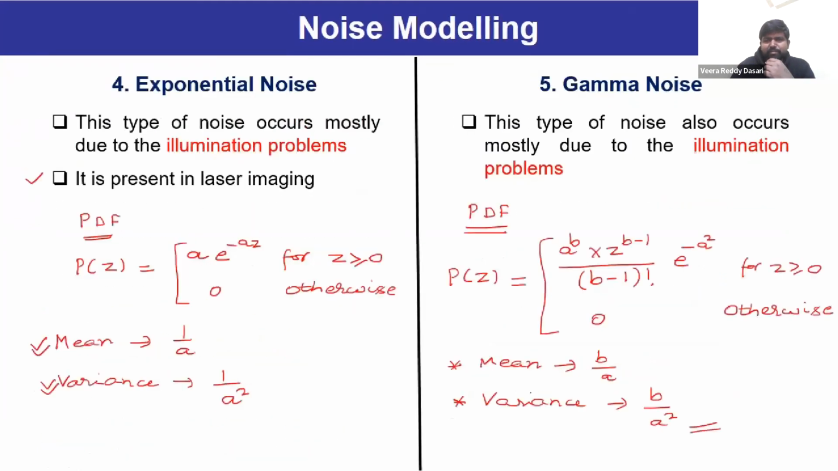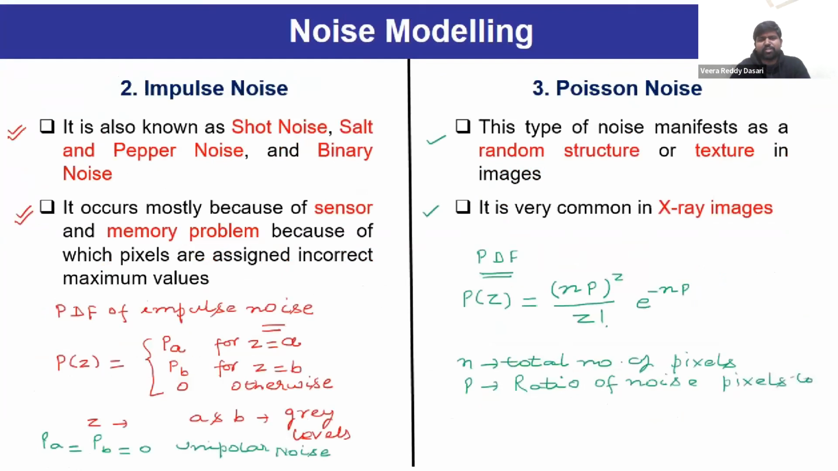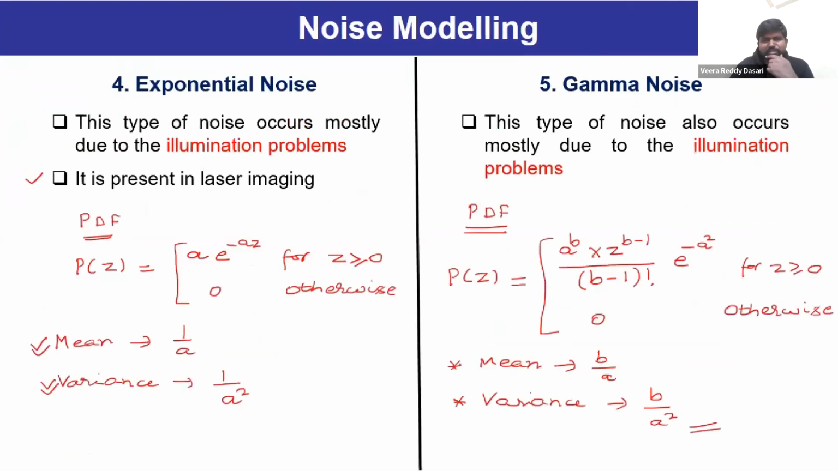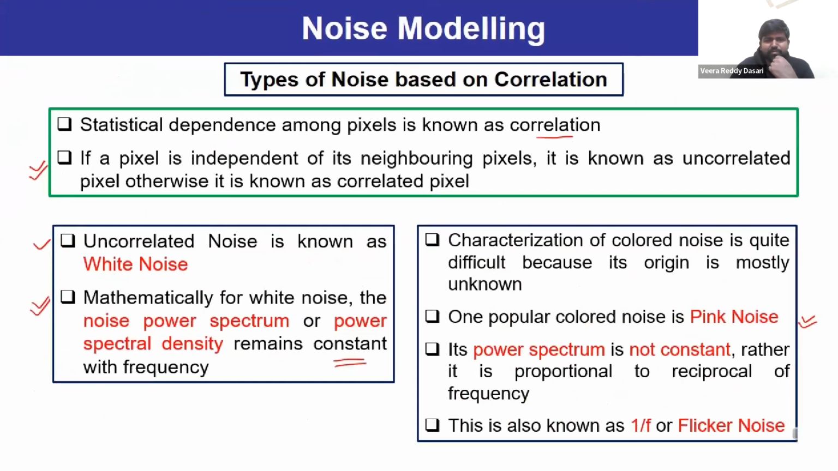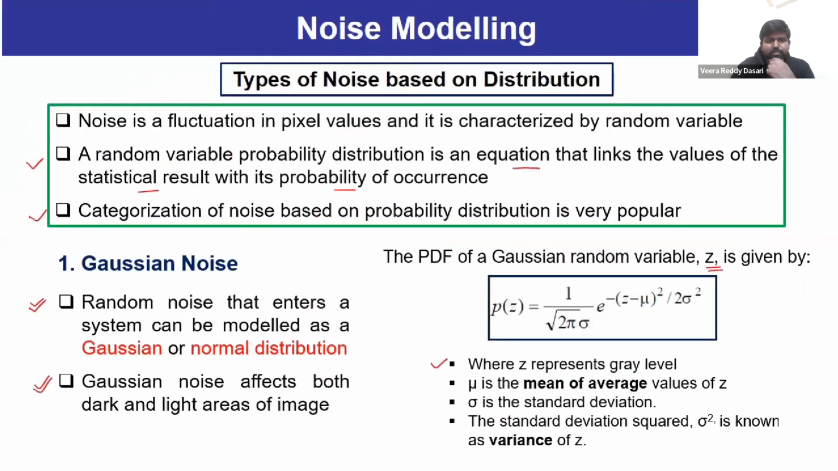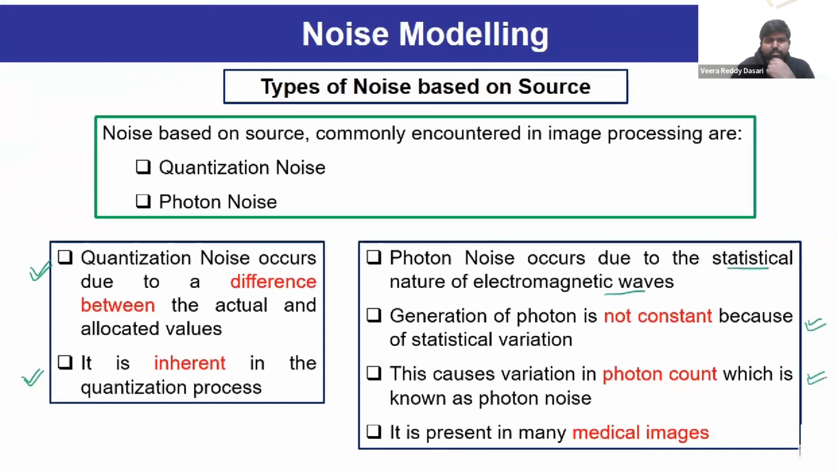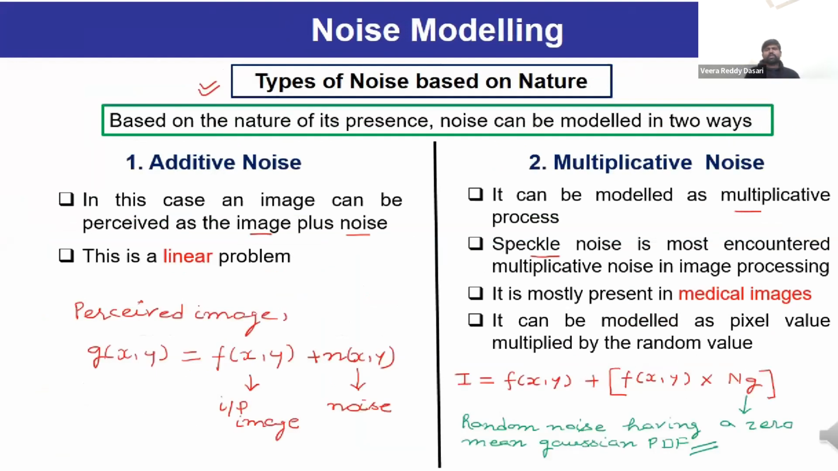Explain what's the reason behind every noise. So here impulse noise occurs because of sensor and memory problems. Poisson noise, if you write about Poisson, for example, as an extra point, Poisson noise occurs because of X-ray images. So noise based on correlation is also there. Photon noise, quantization noise. So these 2 points, first 2 slides are important. Additive noise, multiplicative noise that we discussed.